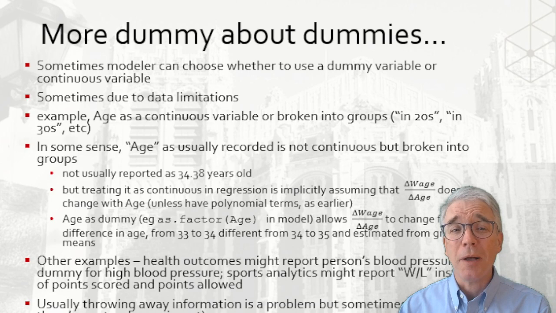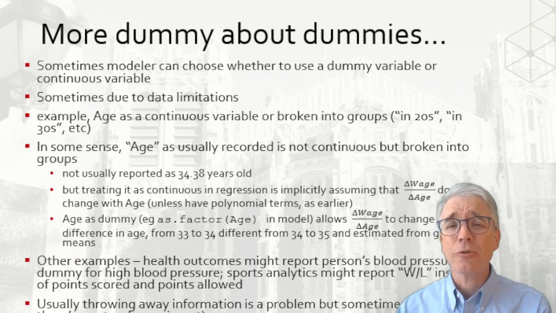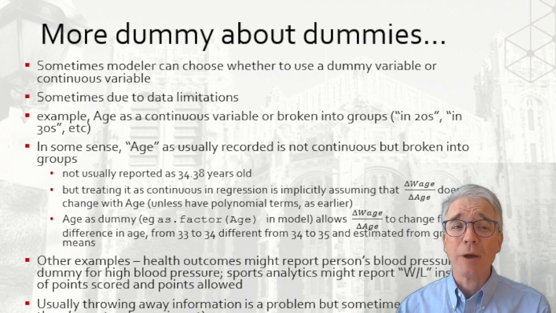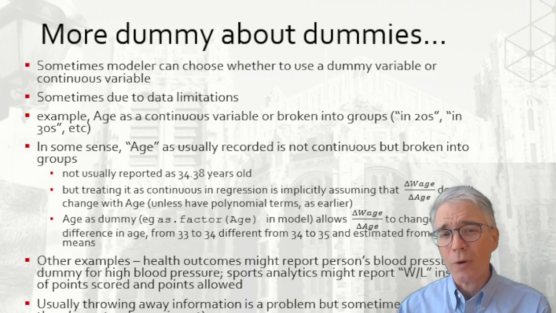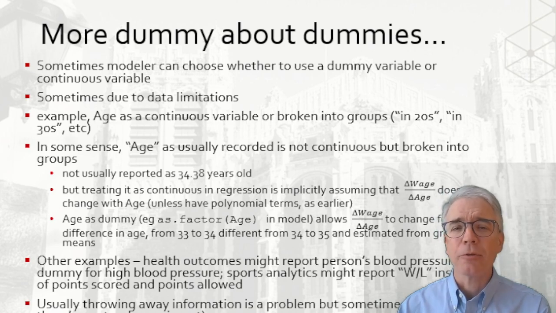Another case where you, the modeler, have a choice is sometimes whether to use a dummy variable or a continuous variable. Now, obviously, sometimes you don't have a choice. Maybe you only have a dummy variable. For instance, Household Pulse data doesn't tell us the household income, but rather a dummy variable for whether it's in a particular range. But sometimes we have a choice. For example, age. Sometimes age is given. Sometimes it's broken into groups like in the 20s, in the 30s, even broader groups like boomer, Gen X, or millennial.